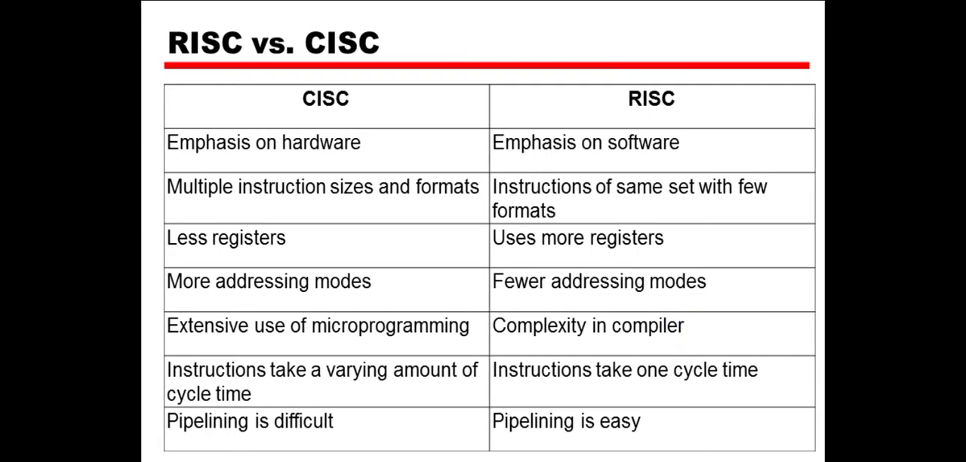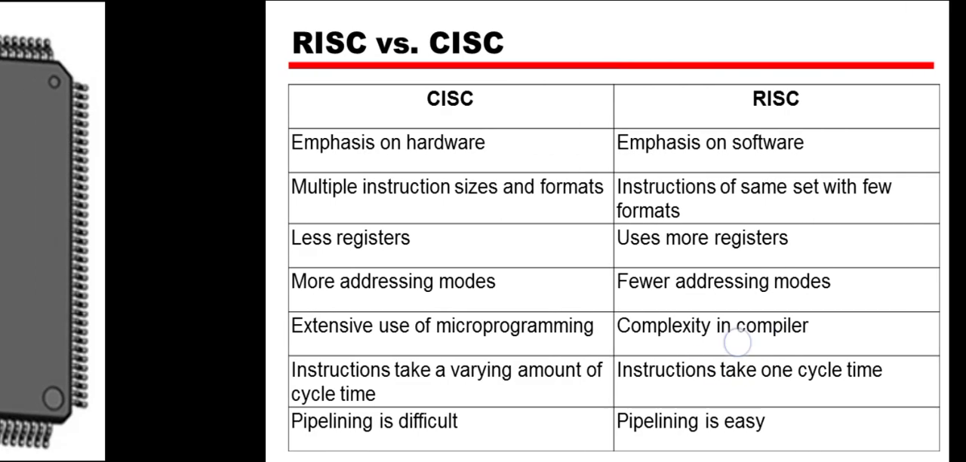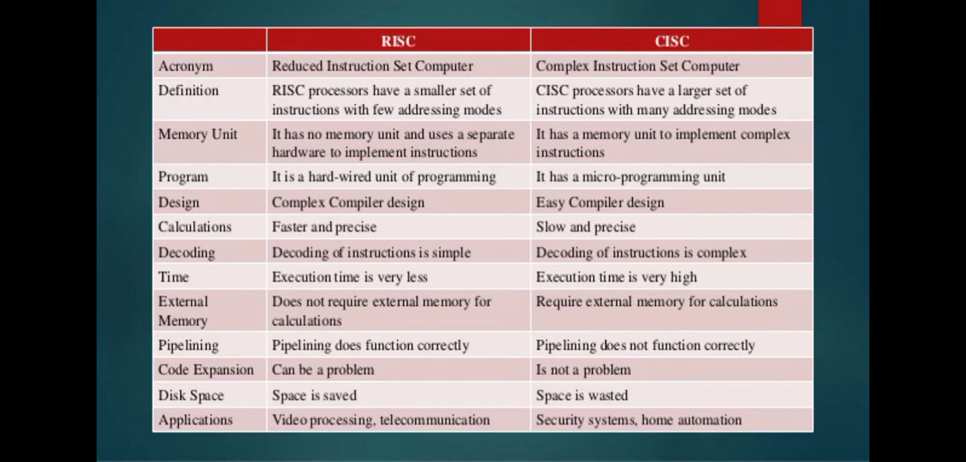With CISC, instructions take a varying number of cycles, while with RISC instructions take one cycle of time. Pipelining is difficult with CISC, while pipelining is easy with RISC. So that's all for today with RISC and CISC. Those are the differences between RISC and CISC.